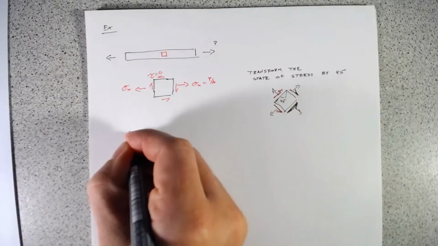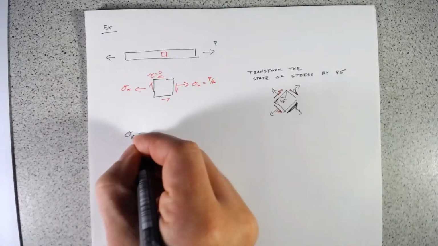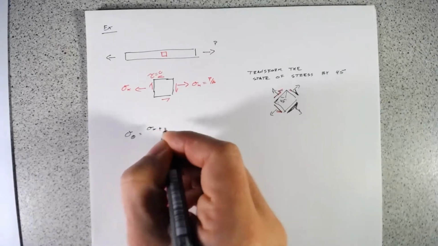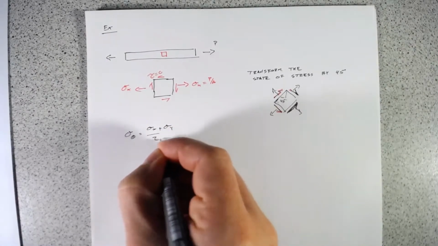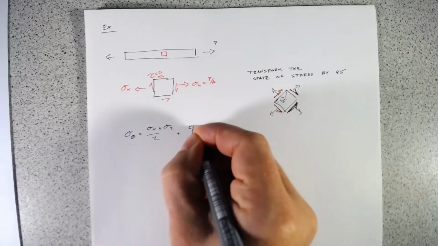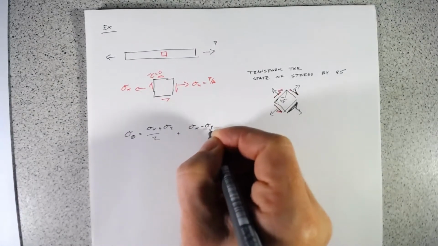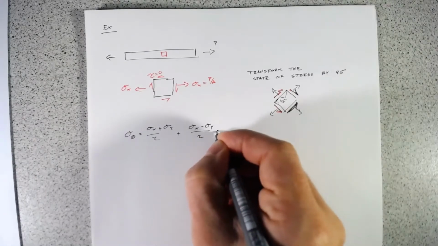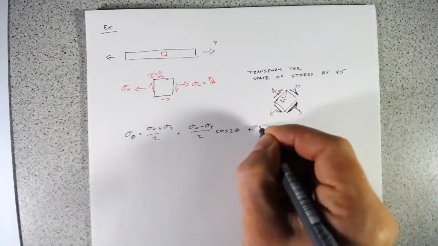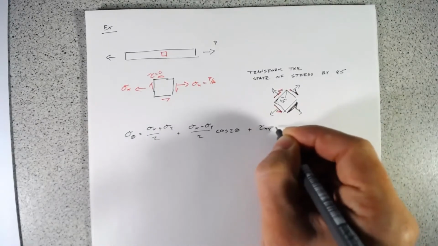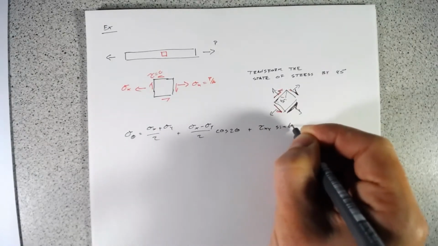This is a very simple example, but it's really just to illustrate how these equations would function. So if we've got sigma theta equals sigma x plus sigma y over 2 plus sigma x minus sigma y over 2 cosine 2 theta plus tau xy sine of 2 theta.